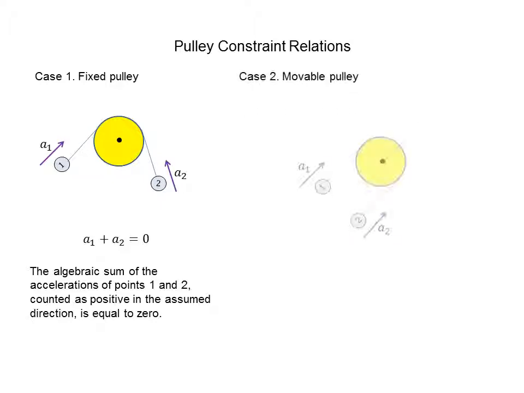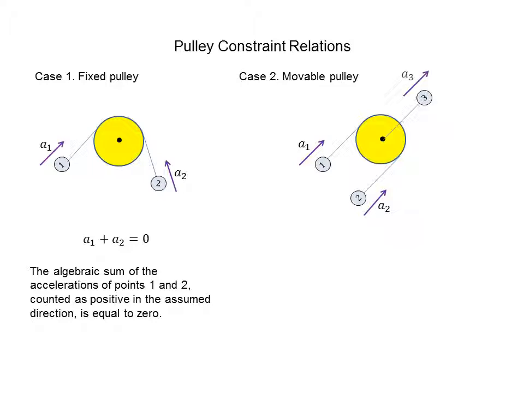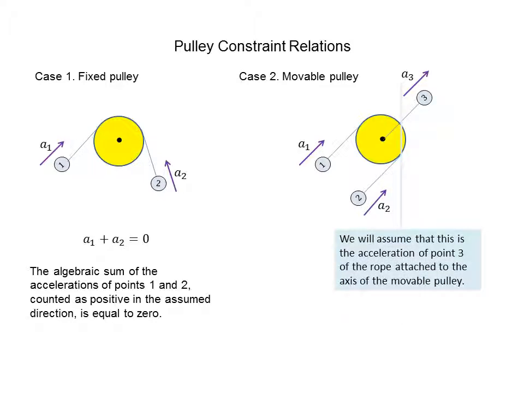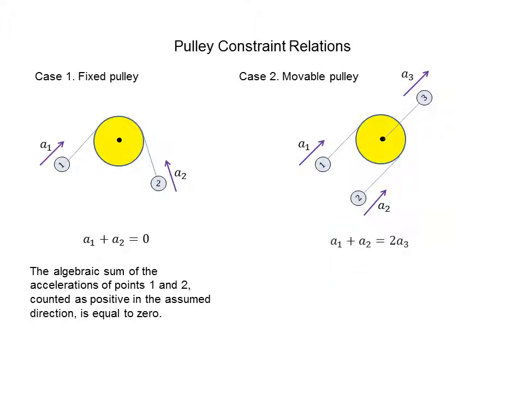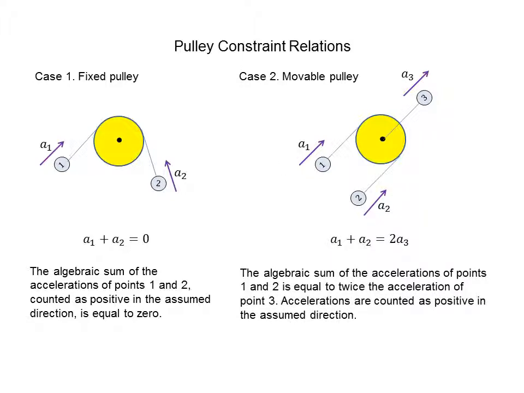Case 2. Movable pulley. We will assume that this is the acceleration of point 3 of the rope attached to the axis of the movable pulley. The algebraic sum of the accelerations of points 1 and 2 is equal to twice the acceleration of point 3. Accelerations are counted as positive in the assumed direction.